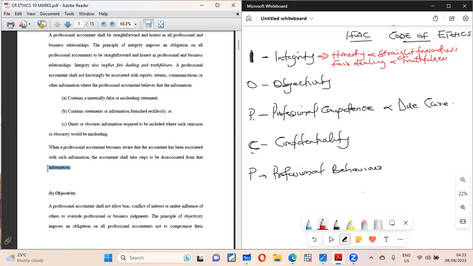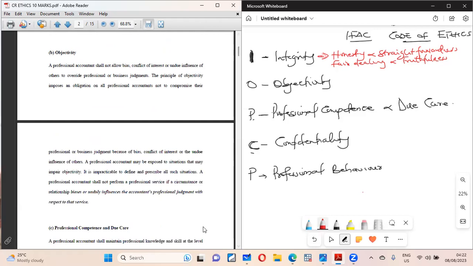All right. So please, the next one that we want to look at is objectivity. What is objectivity? The two or three words that we want to use here are, number one, neutrality, and let's say free from bias. I hope you understand that. Free from bias. Then the next set of words that I can give you is conflict of interest.